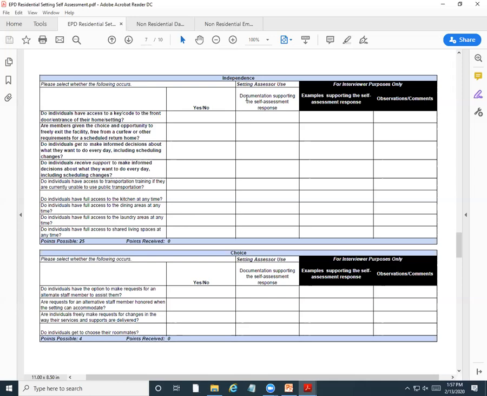I personally don't like other people doing my laundry, so I would never let my husband or children touch my laundry. So we want to make sure that if you have a member that feels the same way, are they able to access that laundry area? And do individuals have full access to shared living spaces at any time? This is like living rooms, family rooms, anywhere that your members are going to congregate. And it could mean watching the TV at 3 a.m. in the morning at a peaceful decibel that doesn't affect any other people who are living in the home.